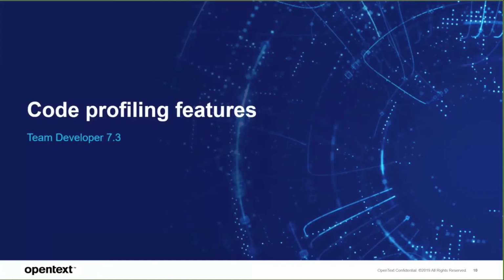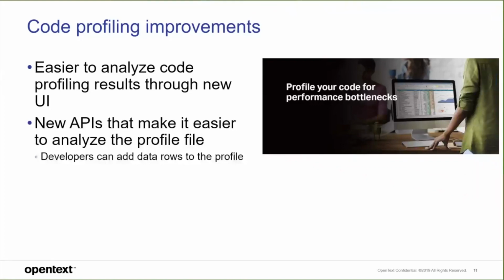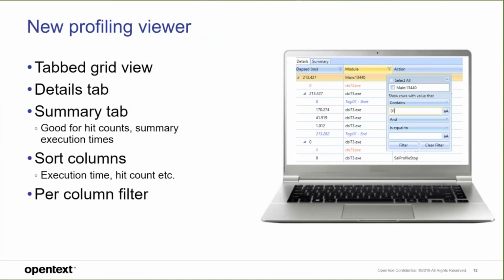Okay, so let's talk about the code profiling features in Team Developer 7.3. We introduced code profiling in Team Developer 7.2, and we have enhanced it quite a bit in this new version. With it, it is easier to analyze code, and you will see the profiling results in a new user interface. We have new APIs that allow you to analyze the profile better. So basically, you can put your own data points in that profile file and customize that.